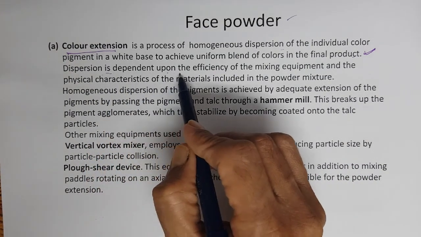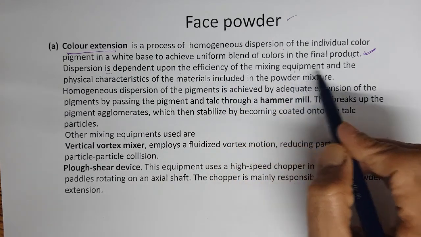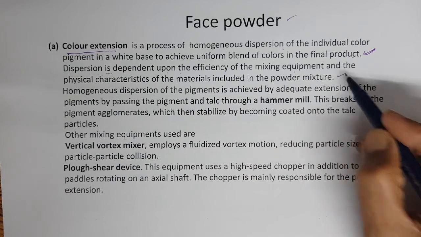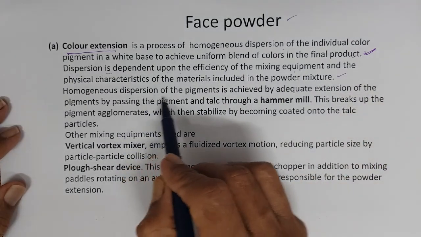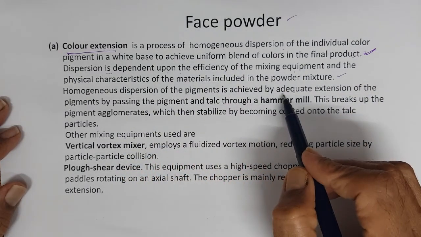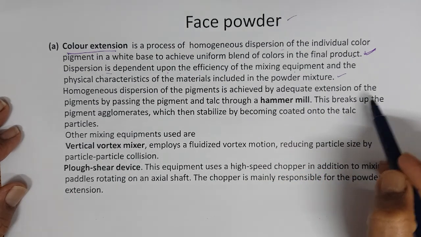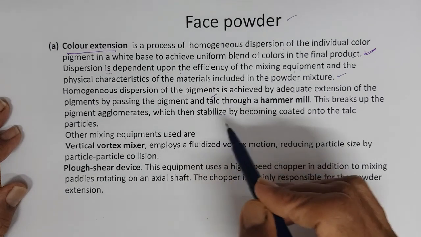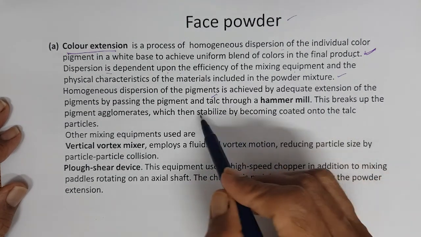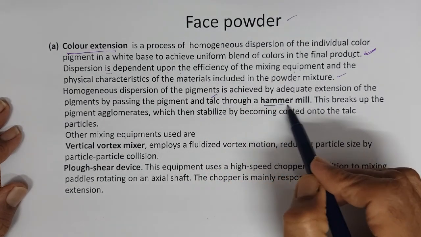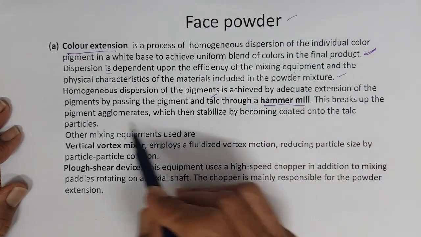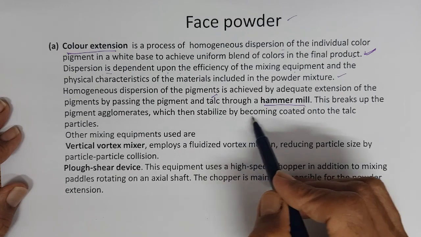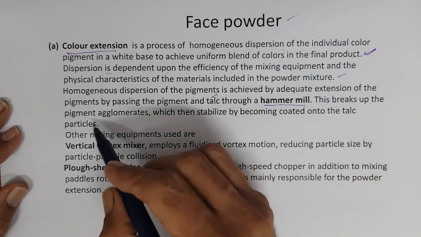Dispersion is dependent upon the efficiency of mixing equipment and physical characteristics of the materials included in the powder. Homogeneous dispersion of the pigment is achieved by adequate extension of the pigments by passing the pigment, and talc is the extender, through the hammer mill. This breaks up the pigment agglomerates, which then stabilize by becoming coated onto talc particles.